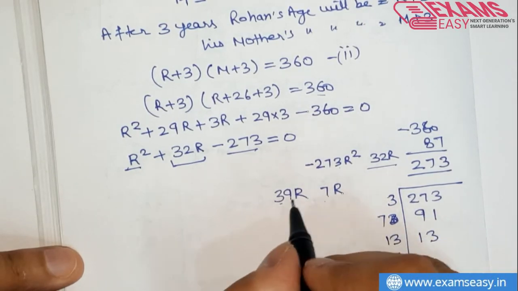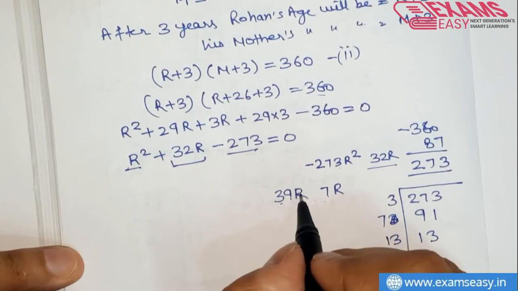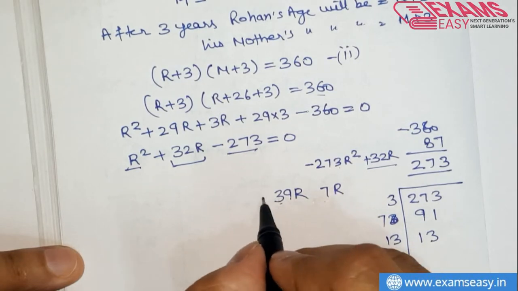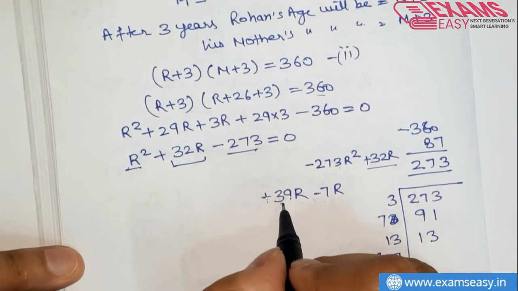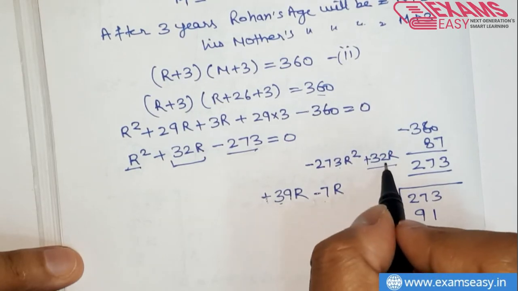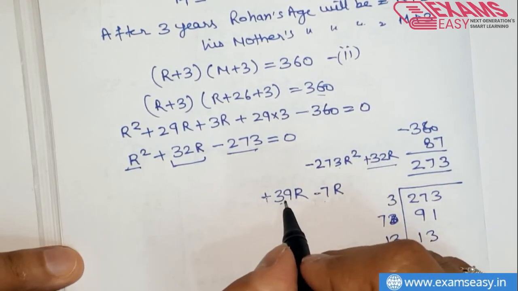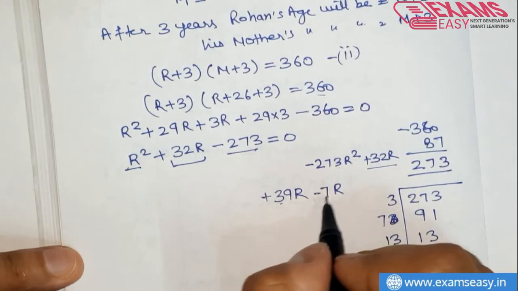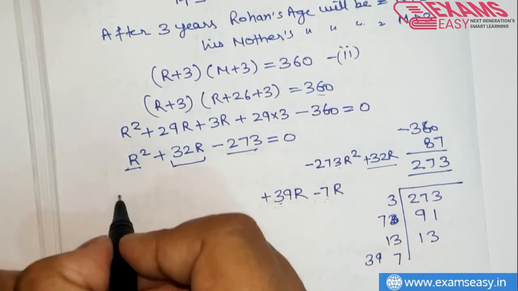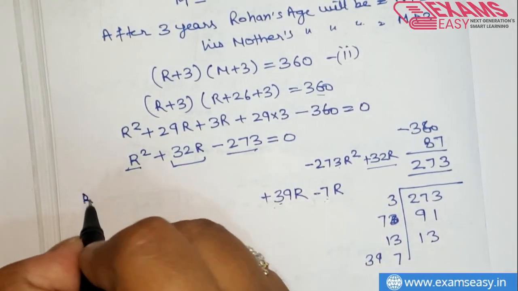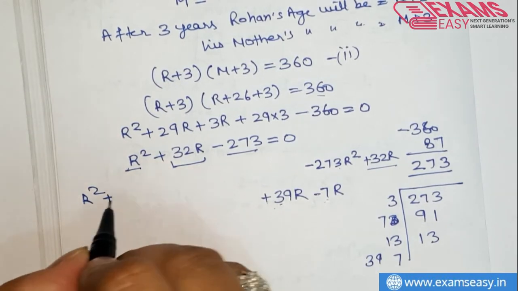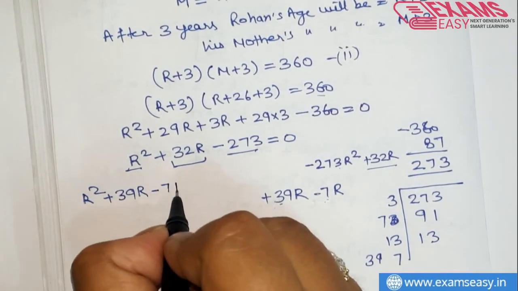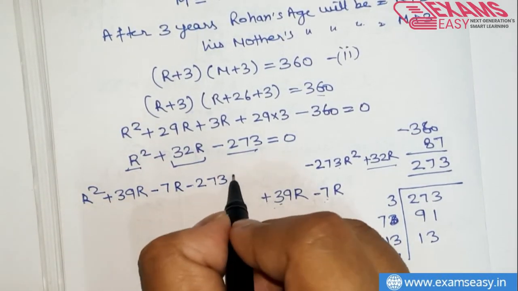So either of the numbers will be negative. Which one will be negative? We have to see. Since 32 is positive, the bigger one should be positive and the smaller number should be negative. So 39 minus 7 will become 32R, and if we multiply 39R and minus 7R, then we will get minus 273R square. So this will be our valid factor. So we split the middle term as R square plus 39R minus 7R minus 273 is equal to 0.